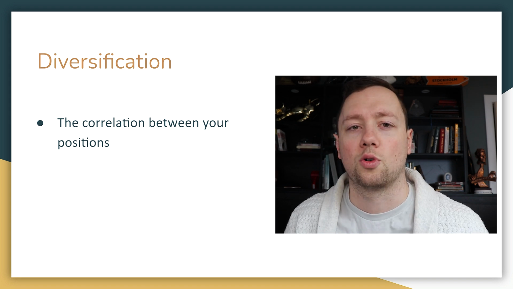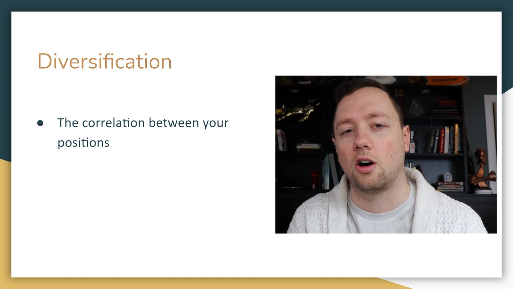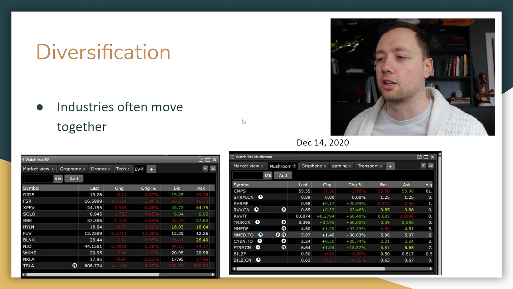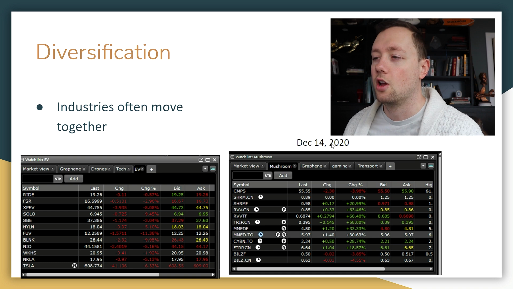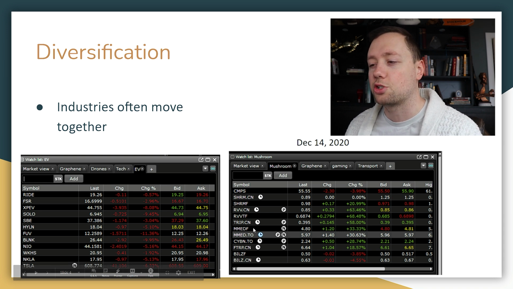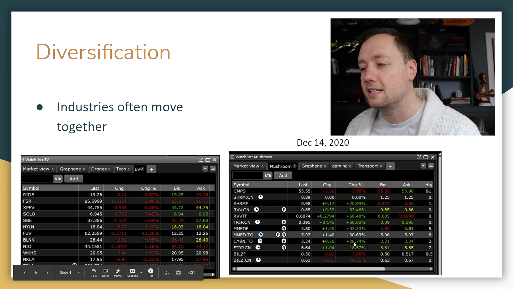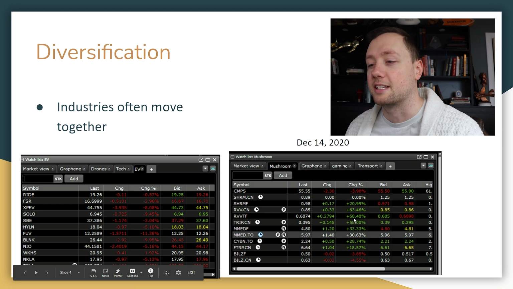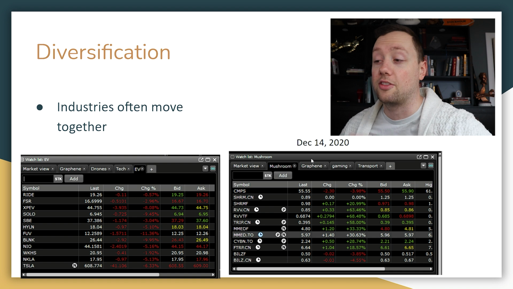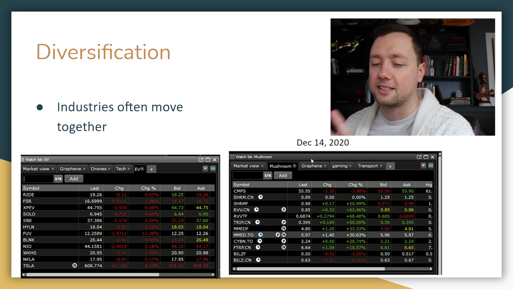Now, this is super important because what you'll find is that industries often move together. These are some screenshots that I've taken from my trading over the last few weeks. This one was taken on December 14th, and this was the magic mushroom, psychedelic space. As you can see, almost every single stock in this industry moved by 18 to 68%, 63%, absolutely amazing movement here. And this movement basically encapsulated the entire industry.